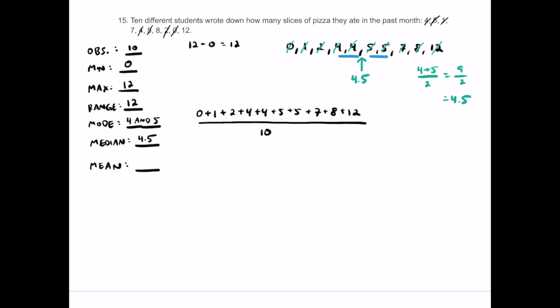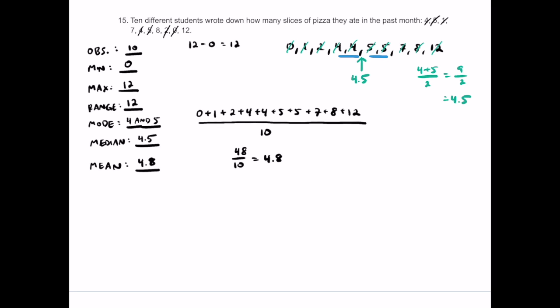So let's see, if we add up all these numbers here, 0 plus 1 is 1, plus 2 is 3, plus 4 is 7, plus 4 is 11, plus 5 is 16, plus 5 is 21, plus 7 is 28, plus 8 is 36, 36 plus 12 is 48. So I'm thinking here this will be 48 over 10. And if you divide that, I believe that's 4.8. So I think this is correct that the mean here would be 4.8. So if these 10 students ate different amounts of pizza, the average number of slices they all ate each is 4.8 slices. Okay, so there you have the mean for this data.